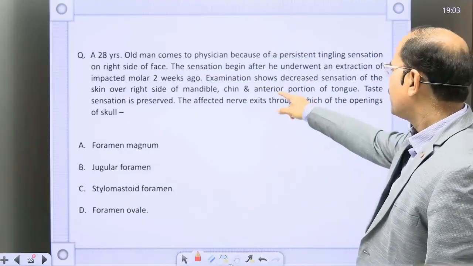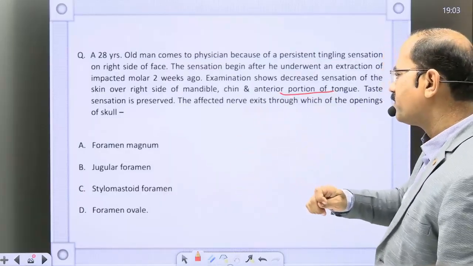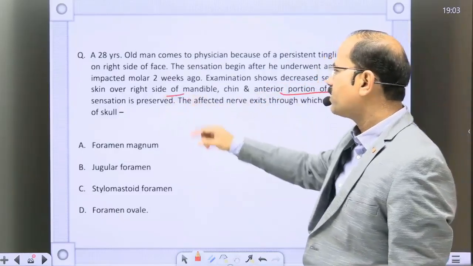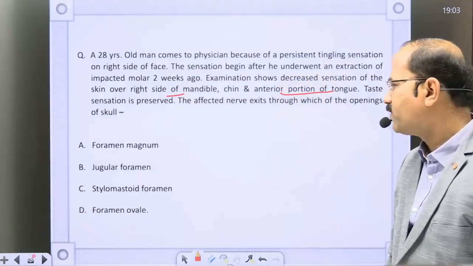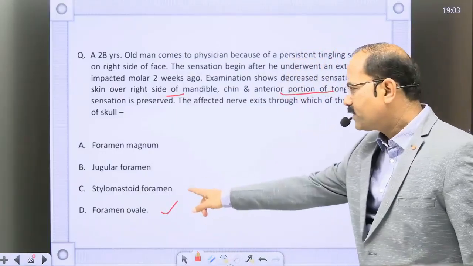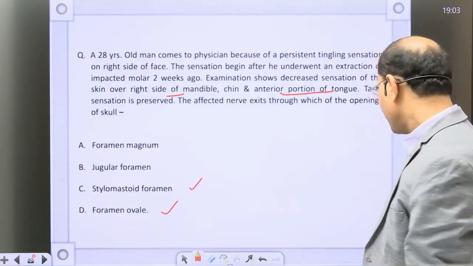So the anterior portion of the tongue is supplied by the lingual nerve, which is a branch of the mandibular nerve, and decreased sensation of the skin over the mandible, right? So this is basically the trigeminal nerve, which passes through the foramen ovale. Through the stylomastoid foramen, what passes is the facial nerve. We'll see that later. That's the facial nerve.